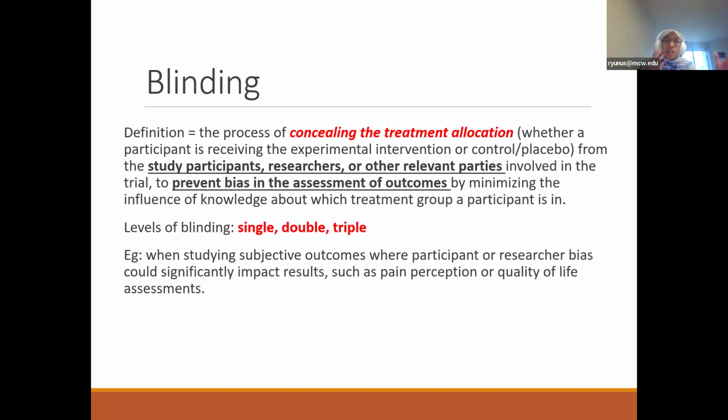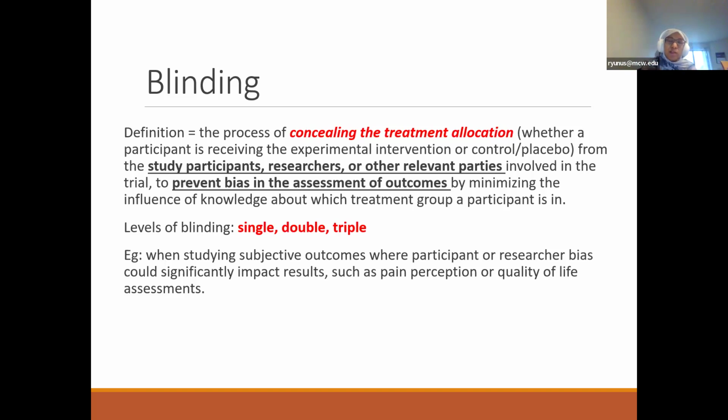They don't know whether they're actually getting the drug or the placebo. If it's double blinded, it usually refers to the participants and also the researchers. Even the researchers do not have access to the information on who is getting the drug and who is getting the placebo. If it's triple blinded, triple means three groups of people, that means the blinding extends to even the data analyst or the statistician.